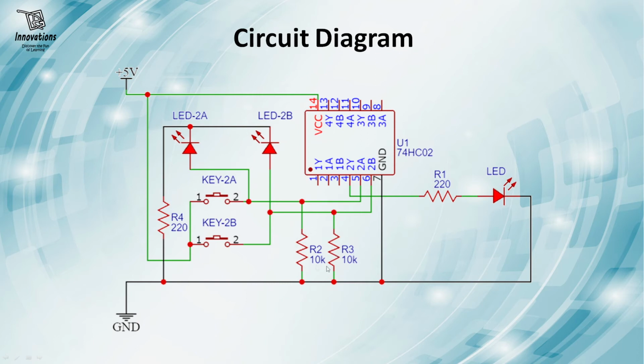These pull down resistances are very important for the circuit because when there is no input, the output may fluctuate. So we have to ground it with a pull down resistance. So this is the circuit.